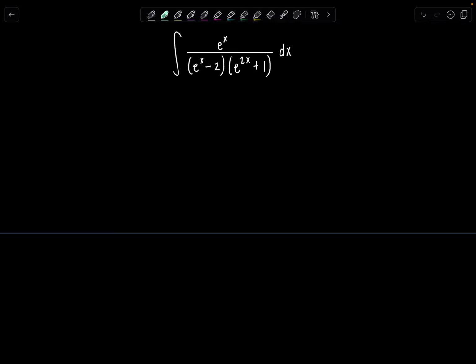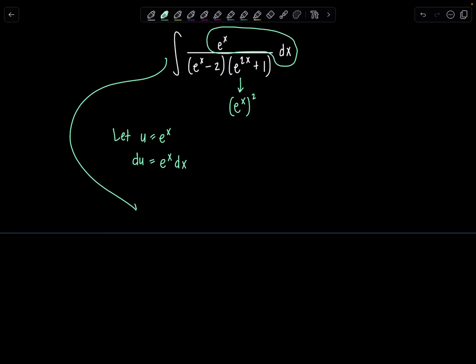And perhaps one hint that might be useful is that, remember, e to the 2x is e to the x quantity squared. So on that note, I'm going to go ahead and make a u substitution. I'm going to let u be e to the x, and then du is just e to the x dx, which I have right here, e to the x dx. And then I can go ahead and rewrite this entire integral in terms of u instead.